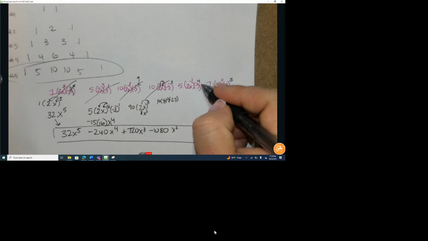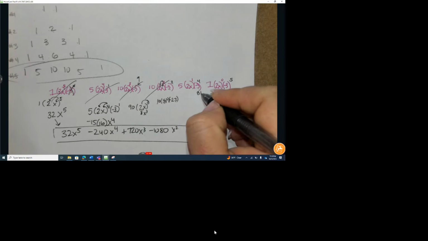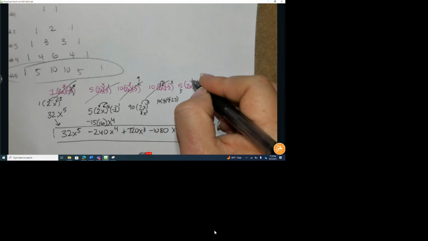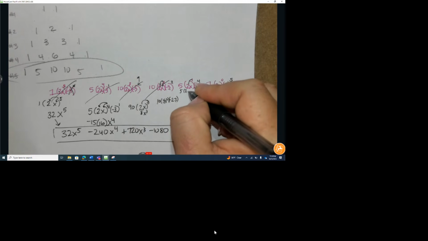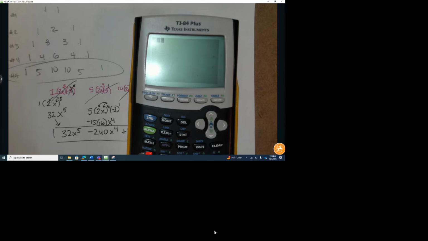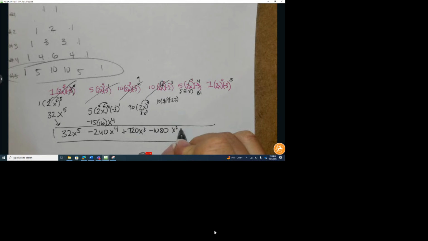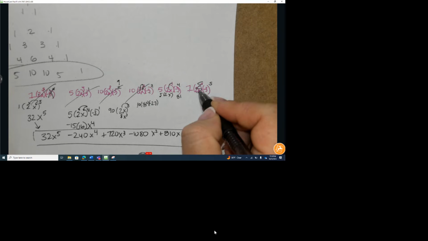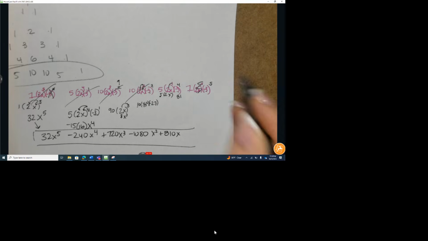Negative 3 to the fourth power is going to be a positive 81. You can plug that into the calculator if you have to. And then 2 to the first power is simply 2 times x. So I'm going to take 5 times 2 times 81. 5 times 2 is 10, times 81 is 810. Anything to the 0 power is 1. I have 1 times negative 3 to the 5th power, which I believe is a negative 243.